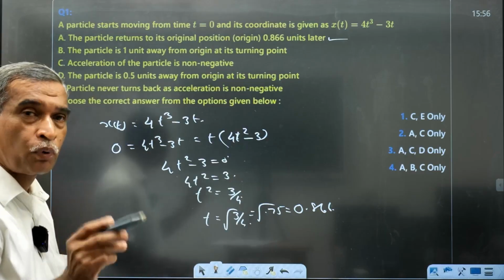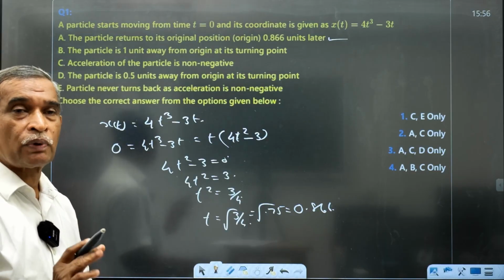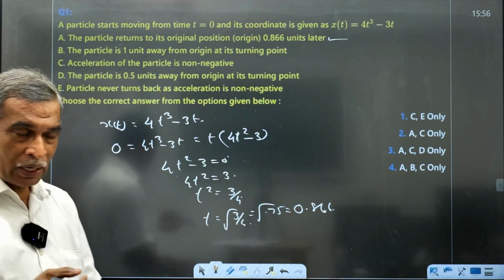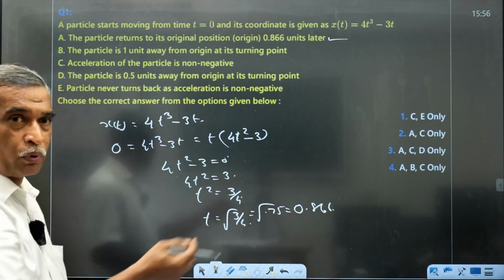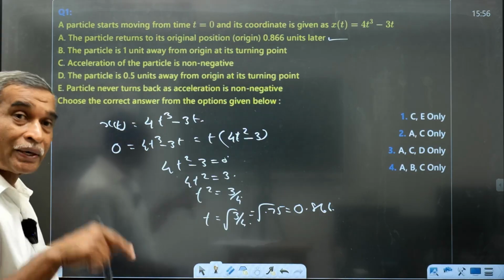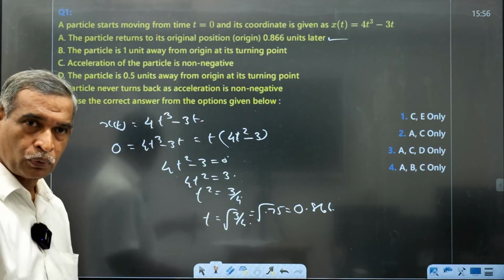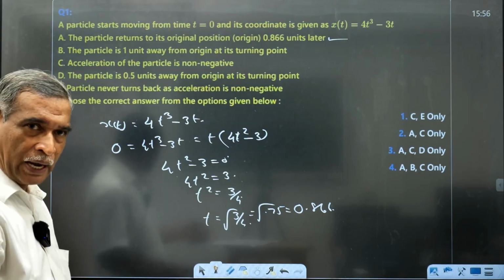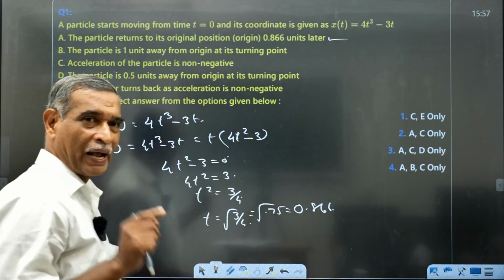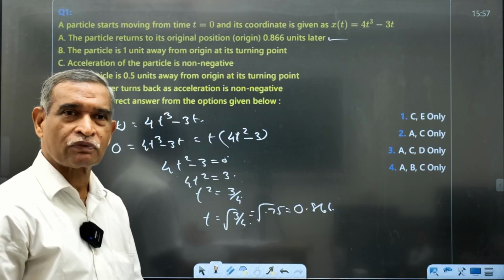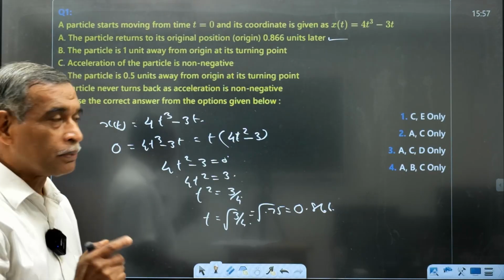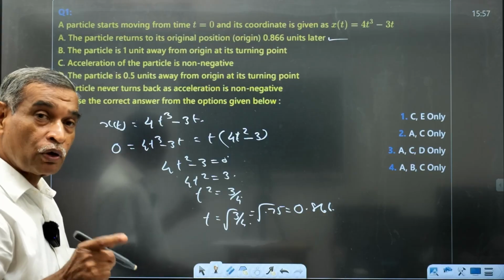At the turning point, what must be the velocity? The velocity when the body returns at the extreme or turning point must be zero. So we have to find out at what time velocity becomes zero. We find that time and substitute in the x equation, and we get the position where it returns. Got the point?